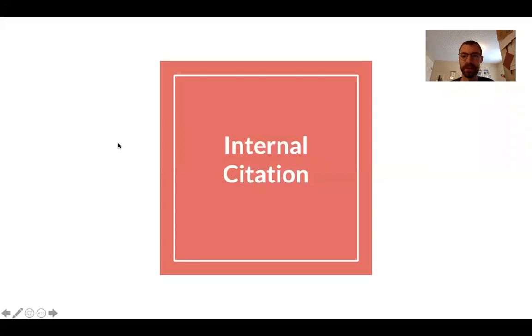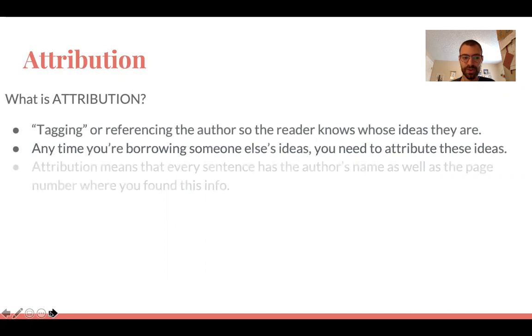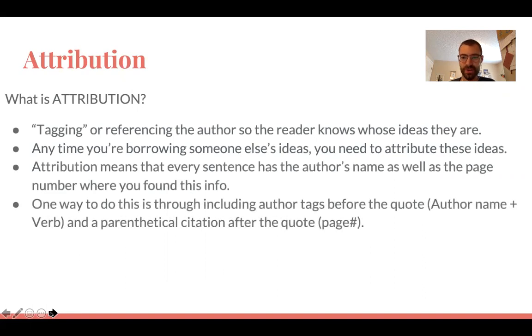In this video, we're going to be talking about internal citation, which you'll be using in your A1 summaries. Internal citation is a type of attribution. By attribution, I mean giving credit to the author where your idea came from. So when you're using information from a source, you want to give attribution to whoever made that source. This is something you've got to do every time you're borrowing someone else's ideas.